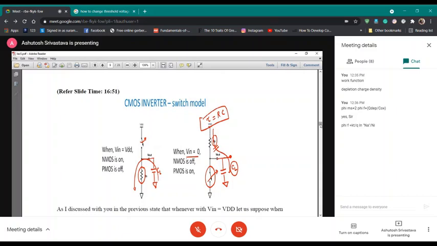CMOS inverter as a switch. So please note down this one. As a switch, when the voltage Vin is equal to VDD, so when you give an input voltage equal to VDD, which is higher than VTH, to the PMOS transistor, then the PMOS transistor acts as a switch and the NMOS transistor acts as a resistor.